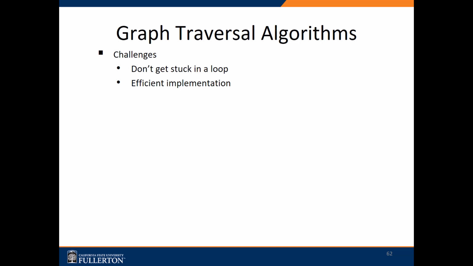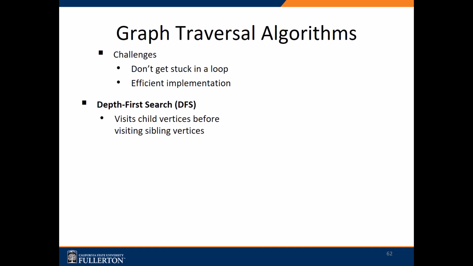There are two main graph traversal algorithms. One is called depth-first search, and this algorithm visits child vertices before sibling vertices. This small graph illustrates this. Let us say I've already visited the two vertices shown in blue, and I'm currently at the second node. Depth-first search will choose to move towards a child node before moving to the sibling node.